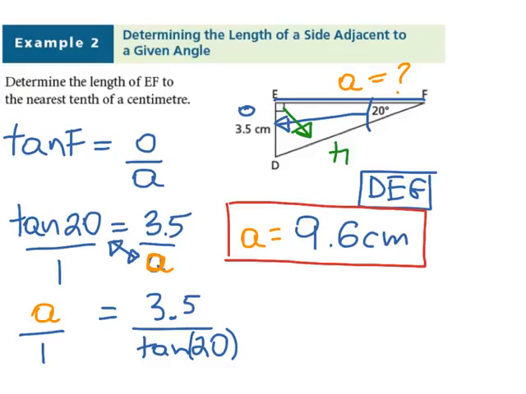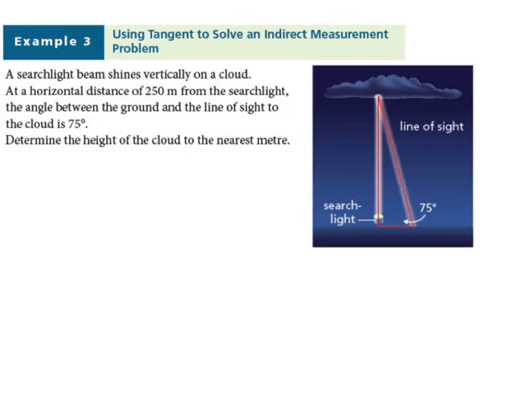Let's take a look at a different question. A searchlight beam shines vertically on a cloud at a horizontal distance of 250 meters from the searchlight. The angle between the ground and the line of sight to the cloud is 75 degrees. Determine the height of the cloud to the nearest meter. So let's take a look at this picture. We know it's 75 degrees, and the horizontal distance from the searchlight is 250 meters. So where is that 250 meters? 250 meters is this distance right here.